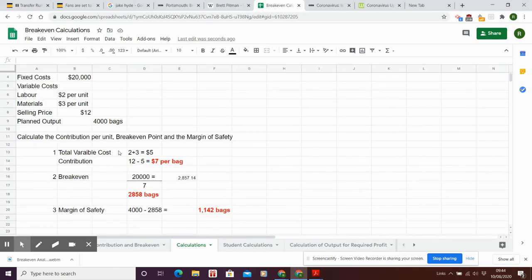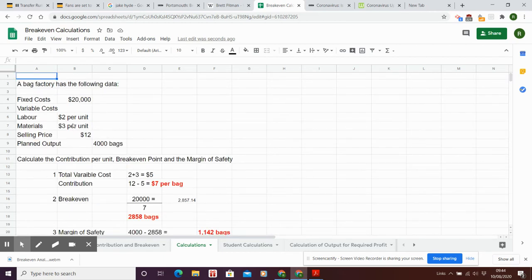So the first thing we're going to do is calculate the contribution. So we need to know the total of the variable costs, which is 2 plus 3, which equals $5. We then calculate the contribution where we use the selling price of 12 minus the total of the variable costs, and that gives us $7 per bag.